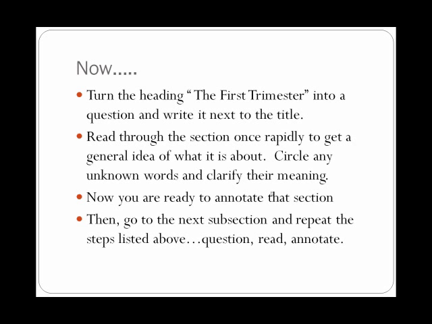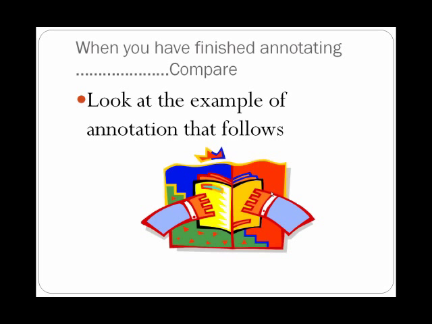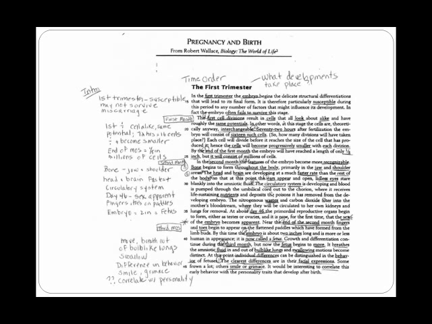When you've finished annotating, compare. Look at the example of annotation that follows. Again, you may pause the tape at any time to have a longer period to look over the reading. The first trimester. Question, what developments take place? Marginal notes. First trimester, susceptible, may not survive, miscarriage.